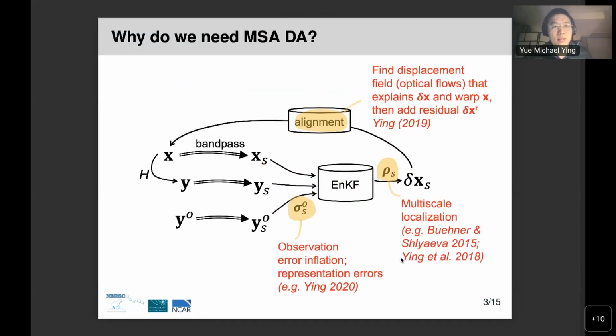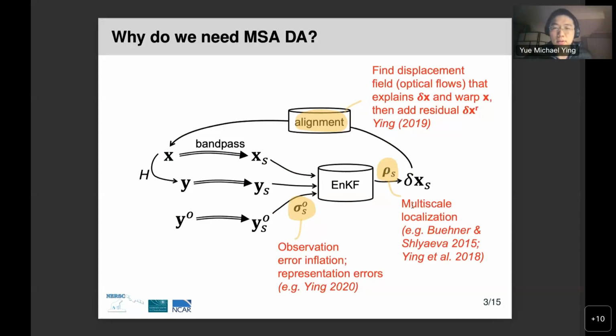So why do we need this? This extended multiscale DA formulation allows us to do more things than the traditional approach. First, this rho function is localization, and we can localize the analysis for different scales separately.